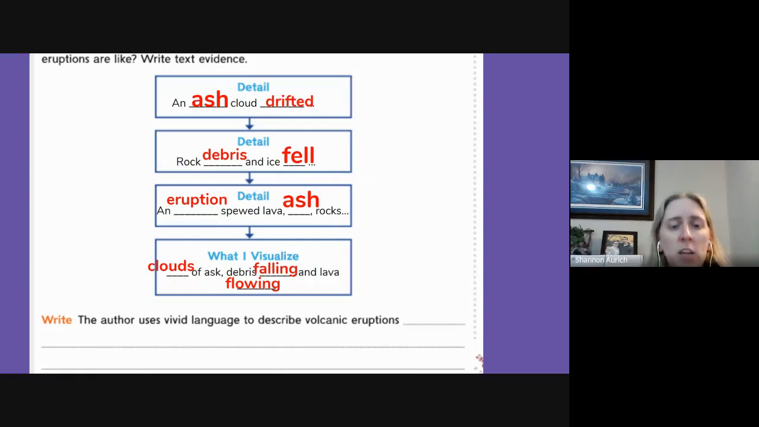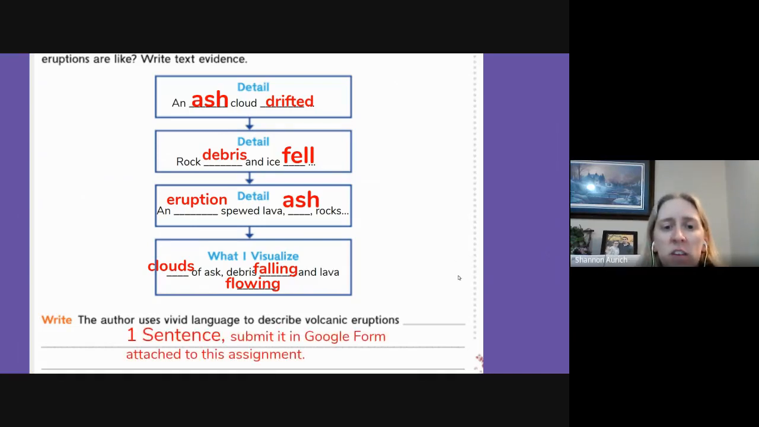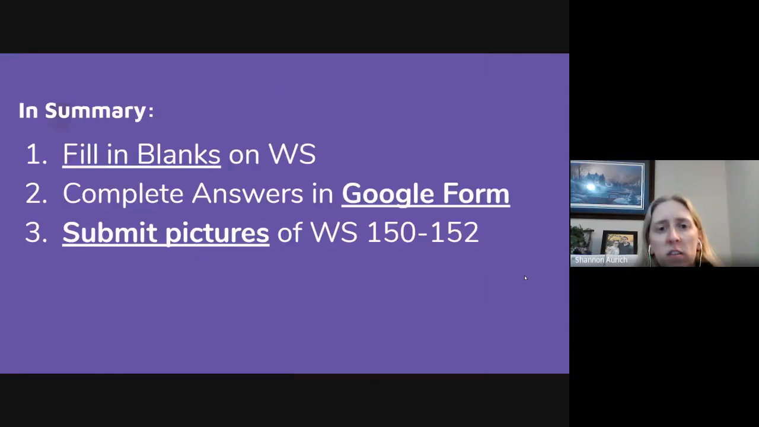All right, and then in your Google form, you're going to have to finish this sentence. The author uses vivid language to describe volcanic eruptions. And you're going to finish the sentence using one complete sentence, submitted in the Google form attached to this assignment. So remember to use some of your details from the graphic organizer up here in your sentence. All right, here we go.